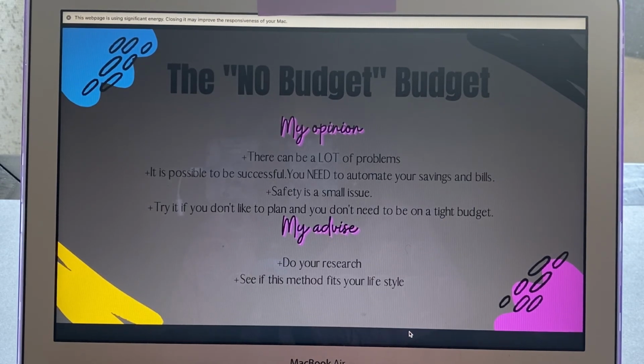So I really don't like this budgeting method, but it's up to you whether it can work or not for you. I know for me, it definitely didn't, because I need that organization and that planning. And now that I am living on my own and with my boyfriend, it's important that I know exactly where my money is going so we can be responsible adults and make sure everything is taken care of. And then my advice for you is do your research and see if it works for you.